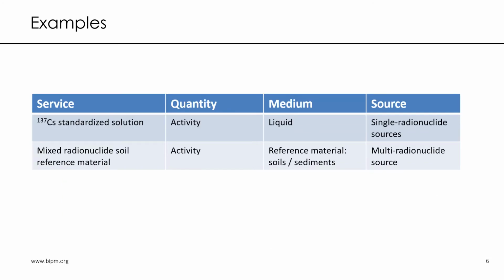And so here are some examples. If you wish to claim a CMC for a cesium-137 standardized solution, you would select activity as the quantity, liquid as the medium, and the source would be a single radionuclide source. On the other hand, for a mixed radionuclide soil reference material, again you would choose a quantity of activity, but the medium in this case would be reference material, soils or sediments, and you would pick a multi-radionuclide source.